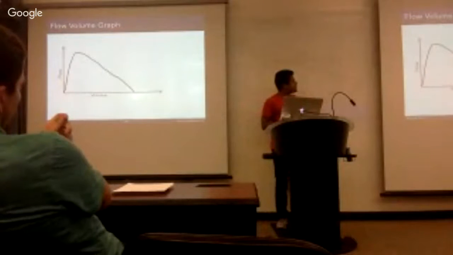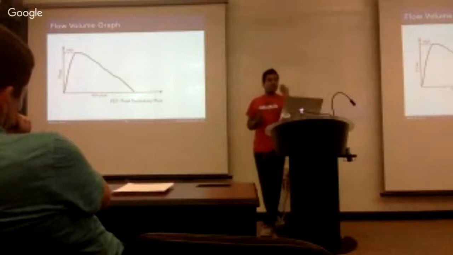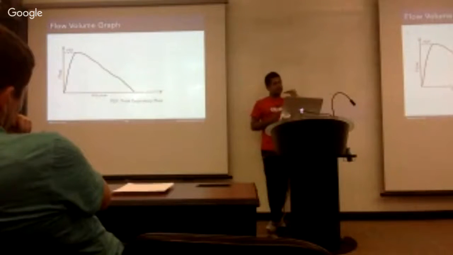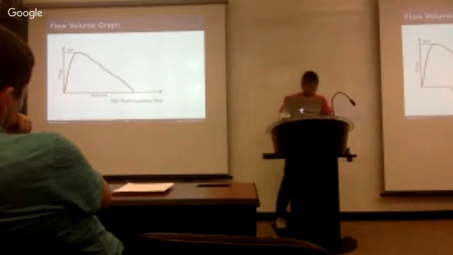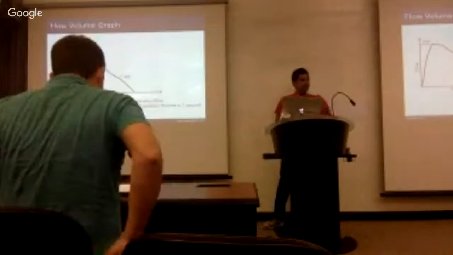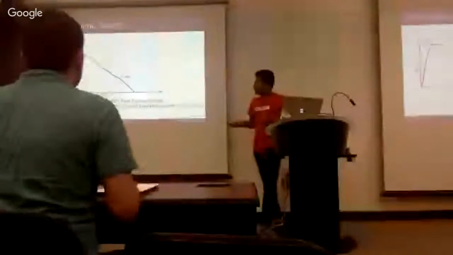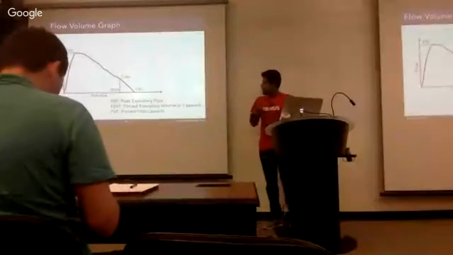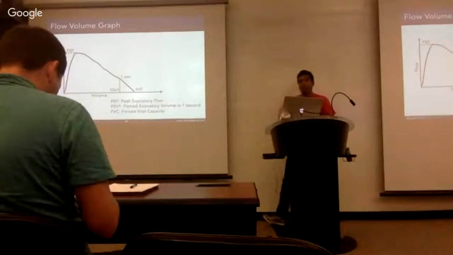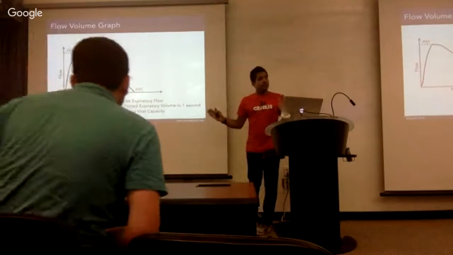So the first parameter that we look at is peak expiratory flow, or PEF, which is basically the maximum flow rate that was attained during the test. The second is called forced expiratory volume in 1 second, or FEV1, which is basically the volume of air exhaled in the first second of the test. And the third one is FVC, or forced vital capacity, which is the total amount of air exhaled during the whole test.